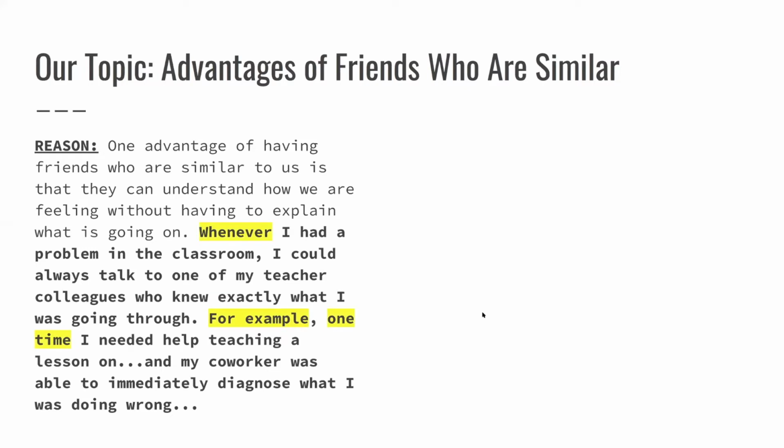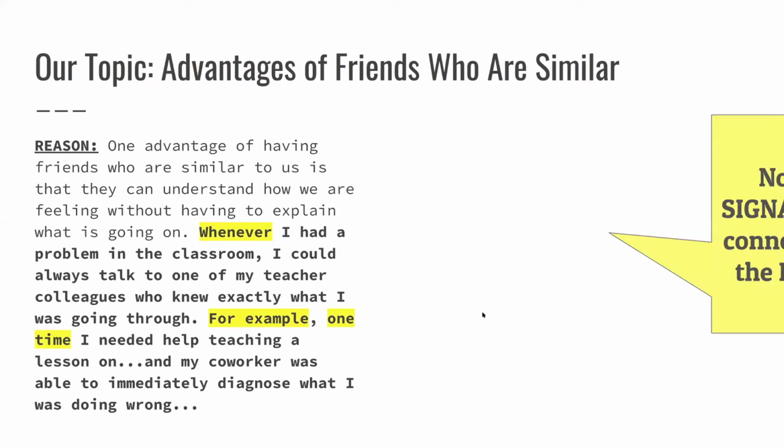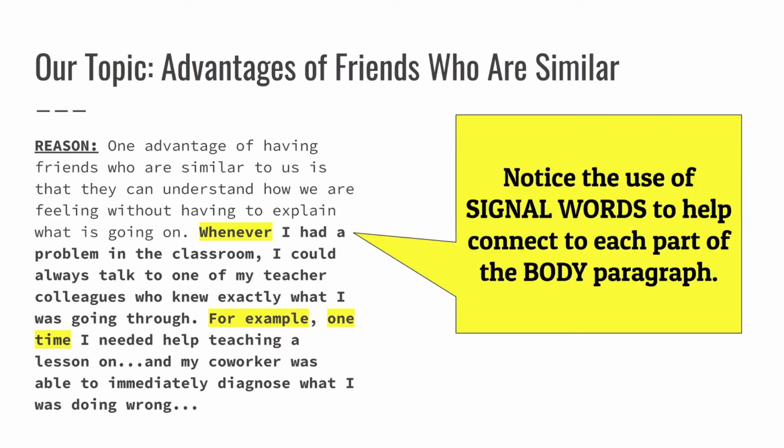Now, of course, the other thing I want to remind everybody, something we mentioned last week, is remember we want to also use good signal words. Signal words help show how we connect information to each idea in the body. So notice, for example, I said whenever I had a problem in the classroom. Yeah, so notice that's still kind of general, but it's becoming more specific. Now it's not just this general idea of friends who are similar, but now I can refer to a specific situation. Well, whenever I was in the classroom.